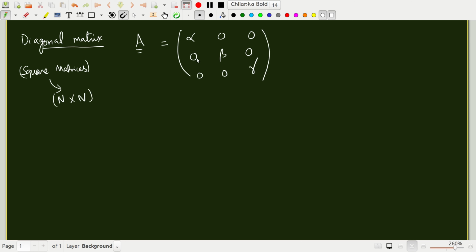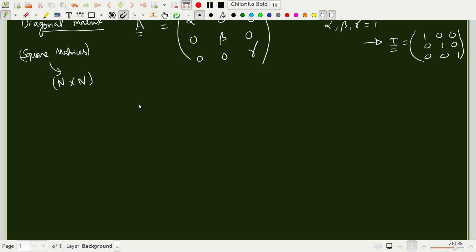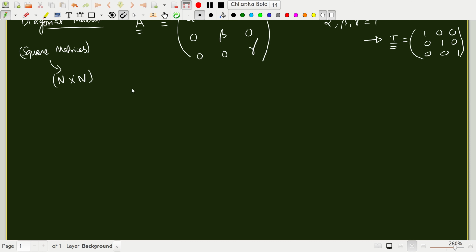So there are only entries alpha, beta, gamma. They need not be the same. If alpha, beta, gamma are all equal to 1, then you get what is called the identity matrix. A third order identity matrix will look like this. Of course, you can generalize it to any order. Sometimes people write this as diag of alpha, beta, gamma, meaning that alpha, beta, gamma lie along the diagonal, and all the other elements are 0.